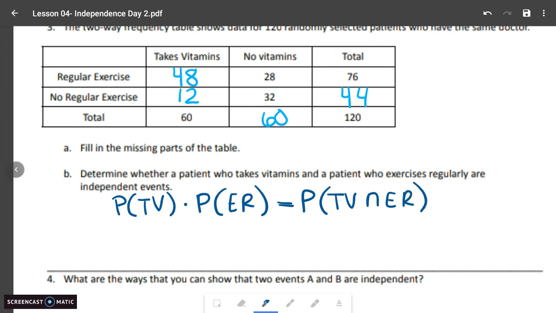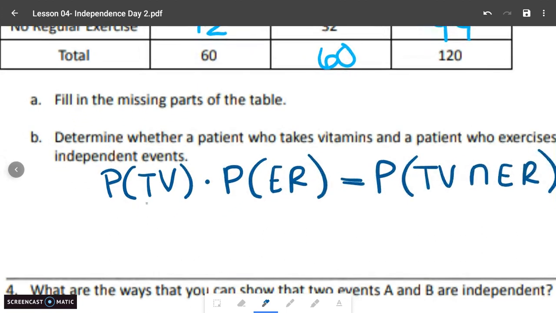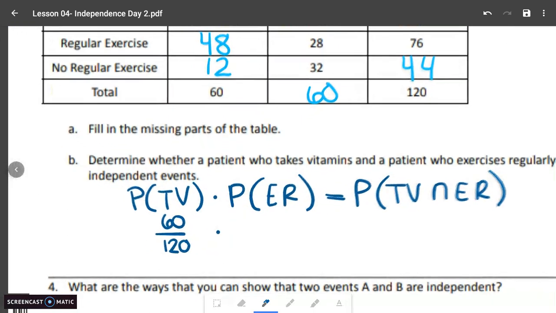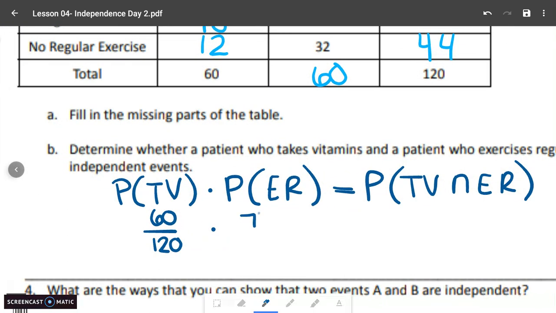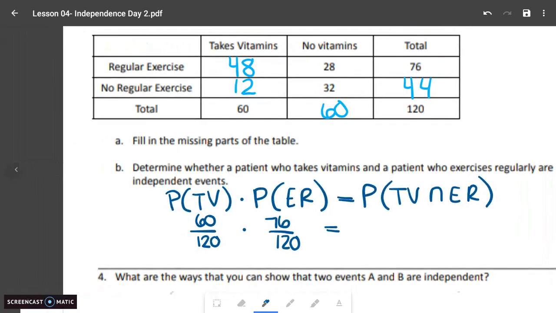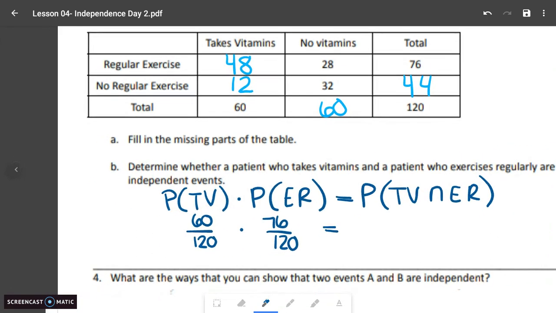So in our case, taking vitamins is 60 over 120 times the regular exercise is 76 over 120. The probability of both of those happening meets at 48 out of 120.